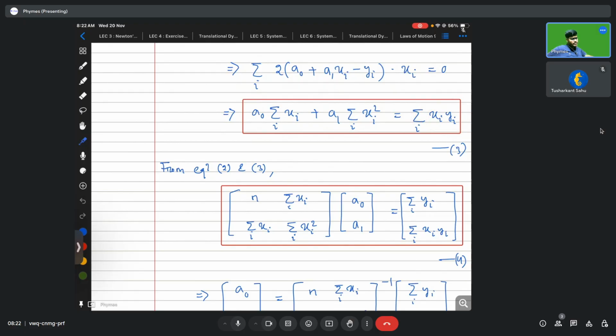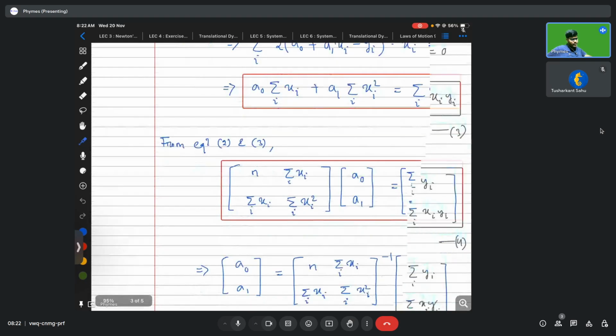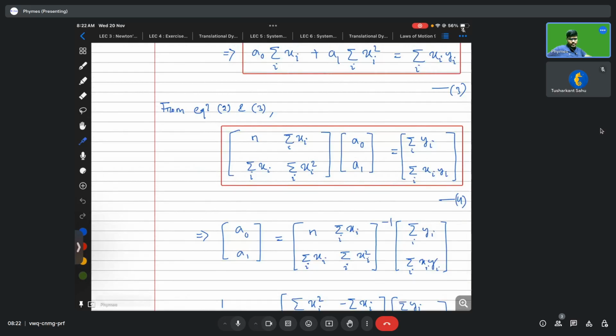So we get two equations from this minimization procedure, right? This equation 3 and this equation 2, and they are in terms of a0 and a1, right? And these quantities are just coefficients of parameters a0 and a1. So we can write them in this matrix form, right?